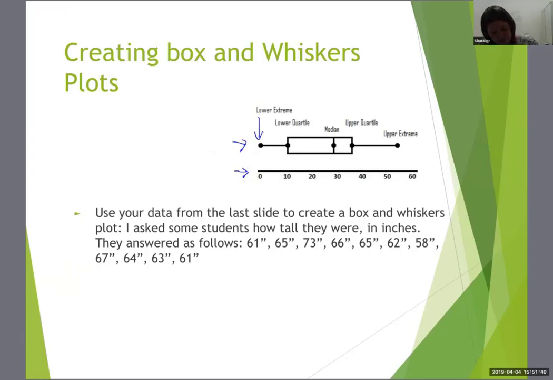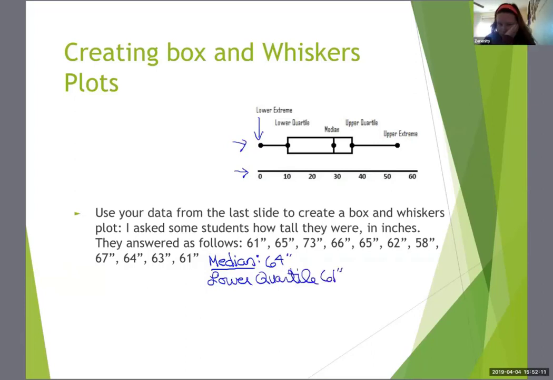Now it says use your data from the last slide to create a box and whiskers plot. I asked some students how tall they were, and they answered as follows. And we had already figured out the median. Can you guys look back at your notes since I can't flip back to that page? What did we decide the median was of this list? 64 inches. We also figured out the lower quartile. What did we say the lower quartile was? 61 inches. And we figured out the upper quartile, the third quartile. What did we say that was? 66 inches. Great.